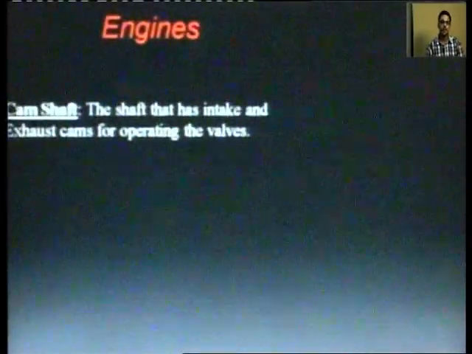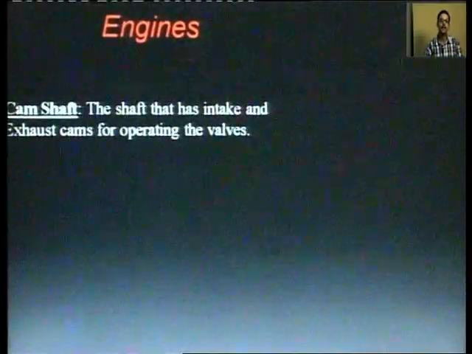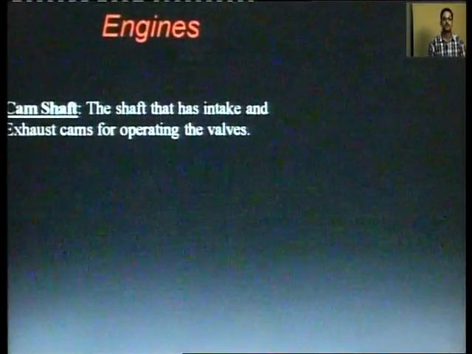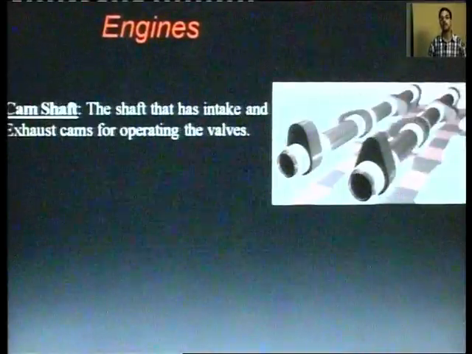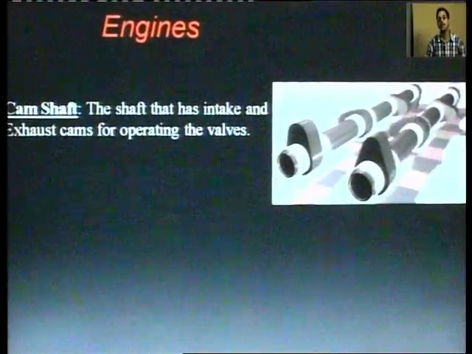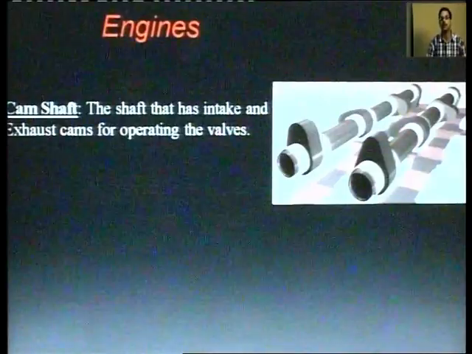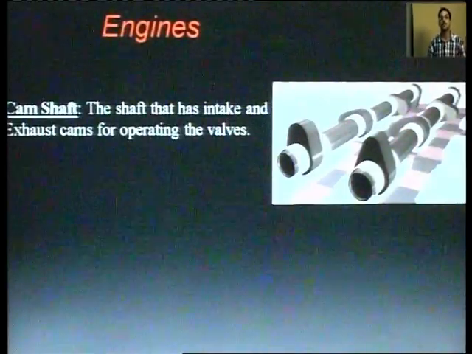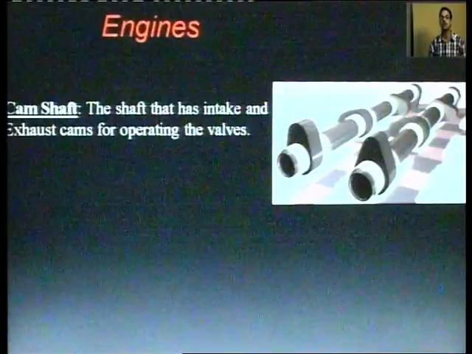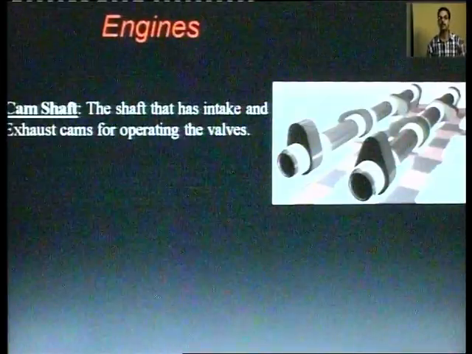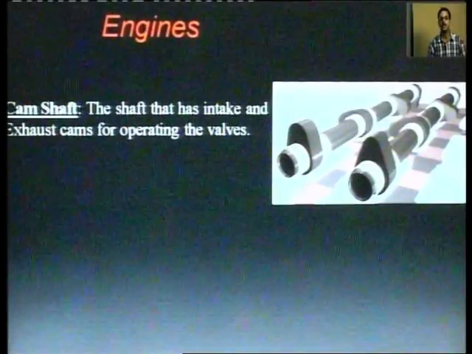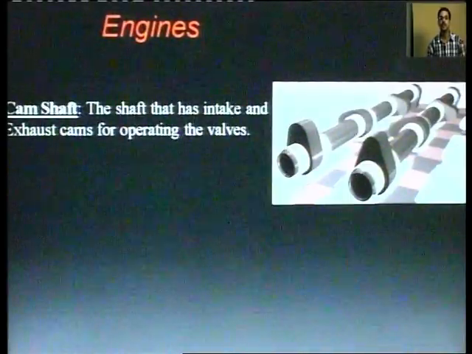Camshaft. The camshaft has intake and exhaust cams for operating the valves. These are the camshafts. See, there are 4 cams shown on the one shaft. But in actual practice, if there are 4 cylinders in an engine, then on the camshaft there would be 8 cams, 2 for each cylinder.